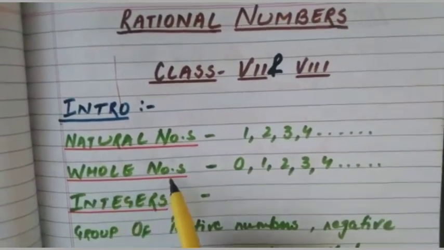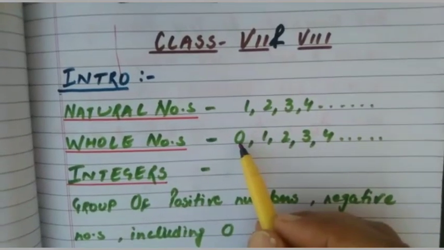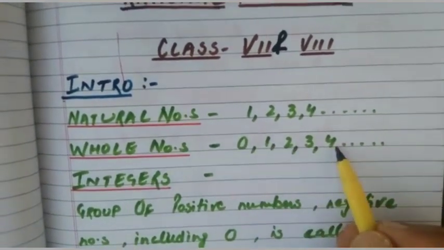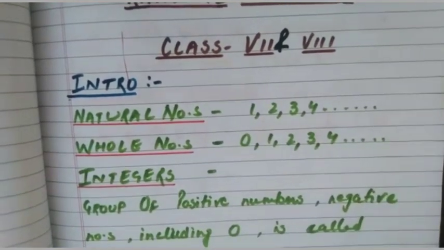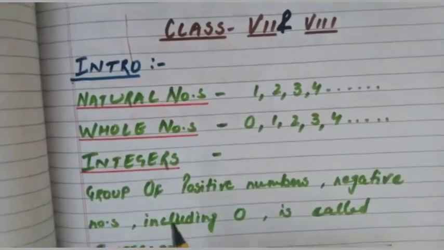Then next we have whole numbers, children. In whole numbers we also have 0. So it becomes 0, 1, 2, 3, 4. It also goes up to infinity. There is no end of numbers, so it goes on to infinity.